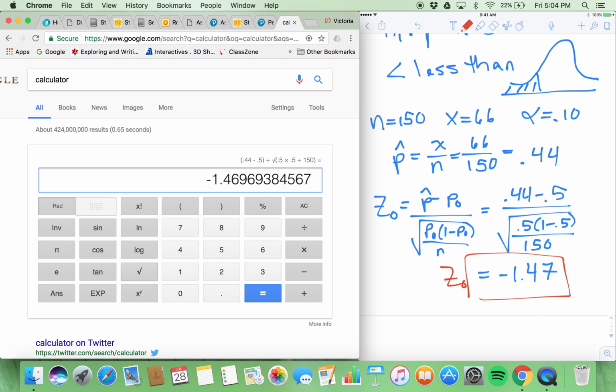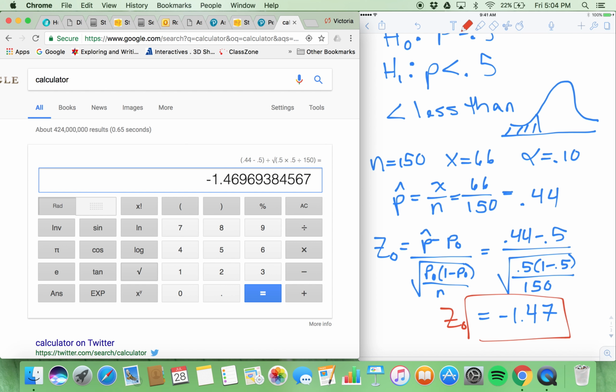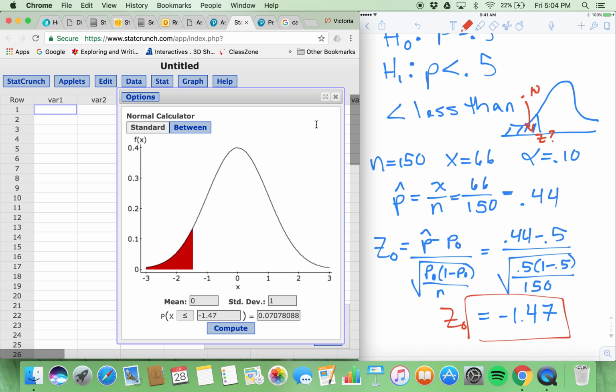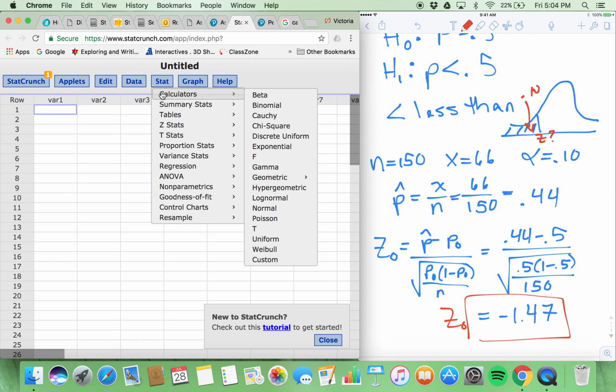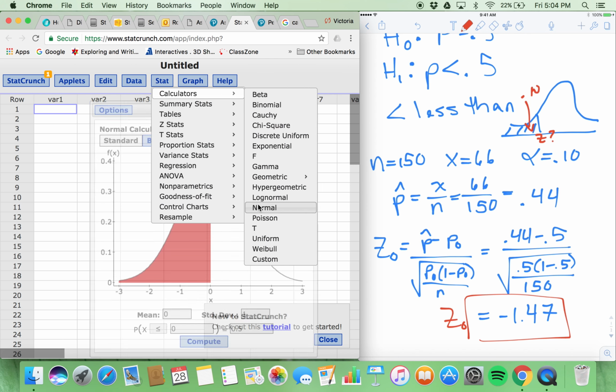Okay, so if I'm going to do the classical method here, I'm going to go back to my little picture and find what the Z-score is for an alpha of 0.10. Alpha 0.10 means that the area here is 0.10 in the curve. The way that we do that is really easy on StatCrunch. I believe I have it already up here. The way that I got to that little calculator is you go to Stat, Calculators, and then down to Normal, because we are using the Z distribution here.